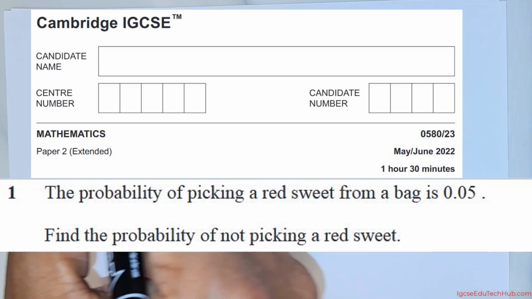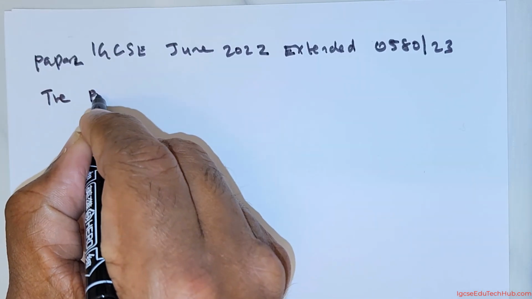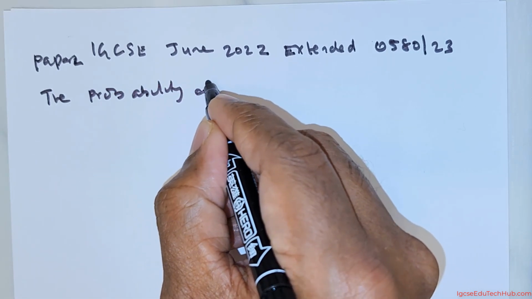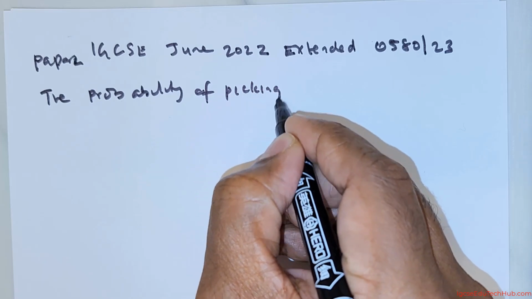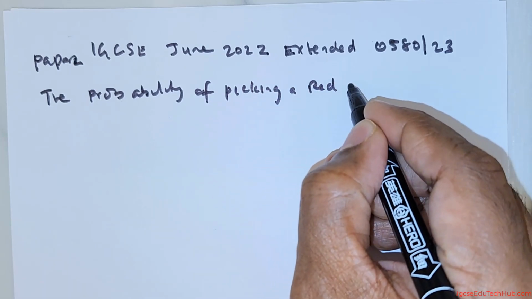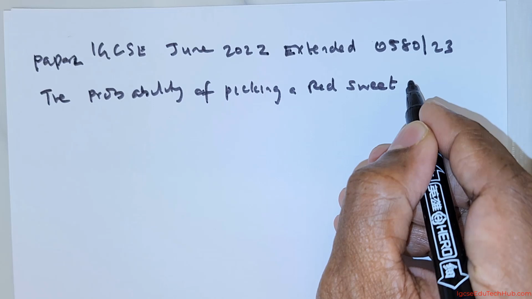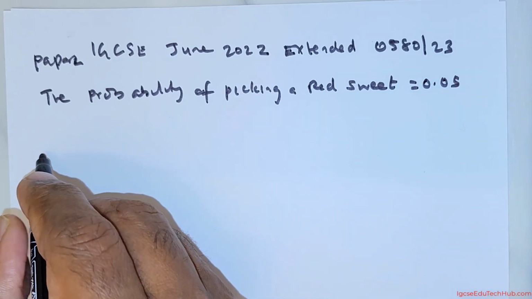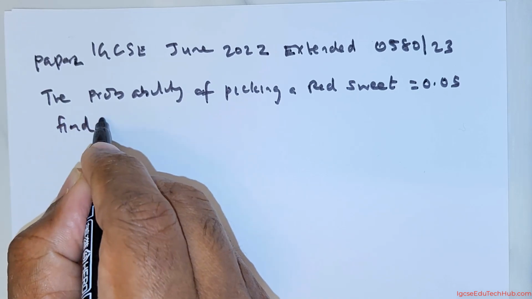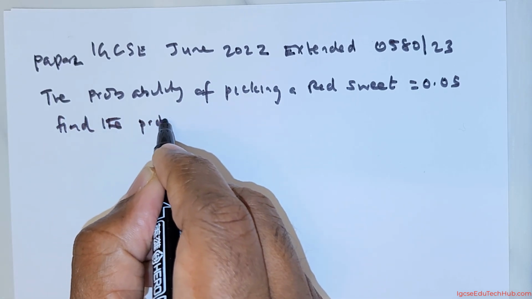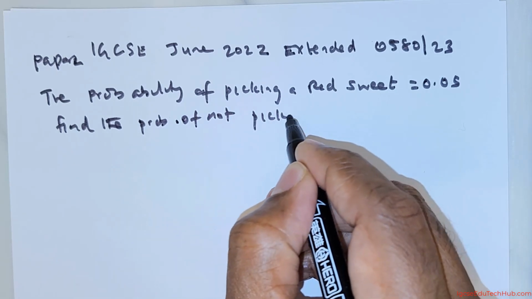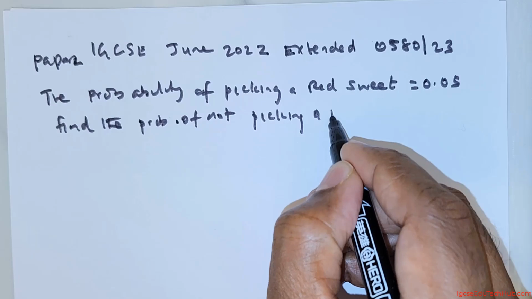So we will start off with the first question. Let me write the question. The probability of picking a red sweet from a bag is 0.05. Now we are asked to find the probability of not picking a red sweet.